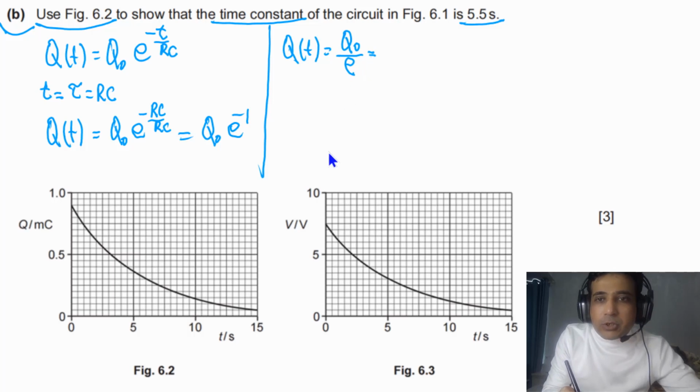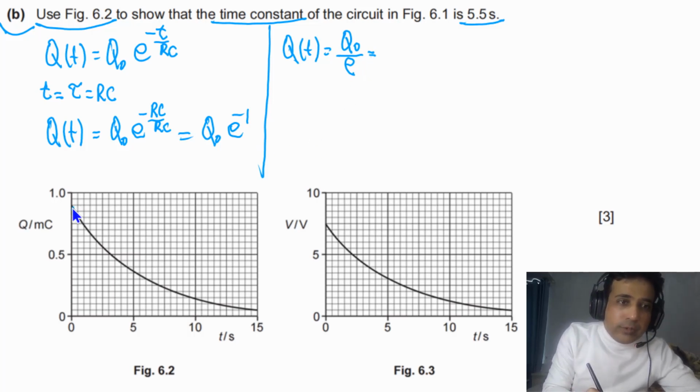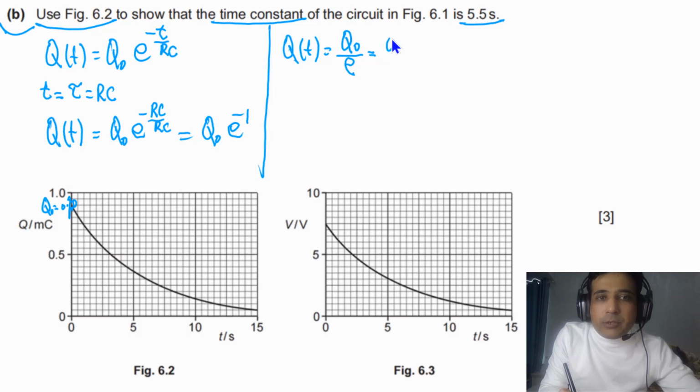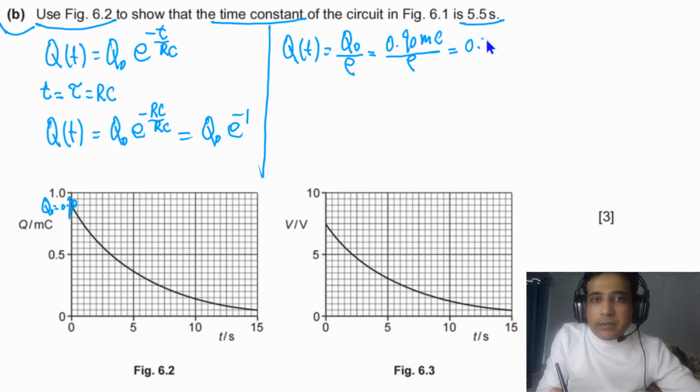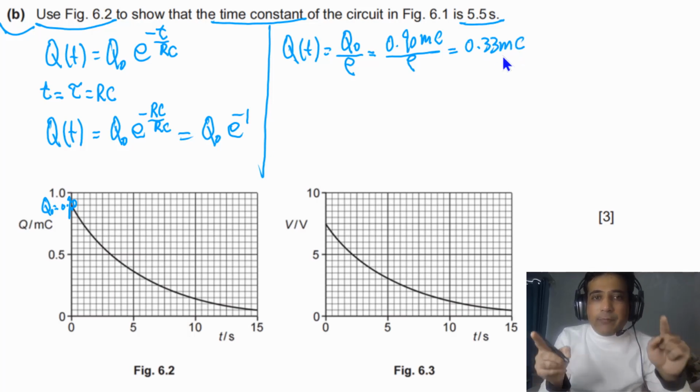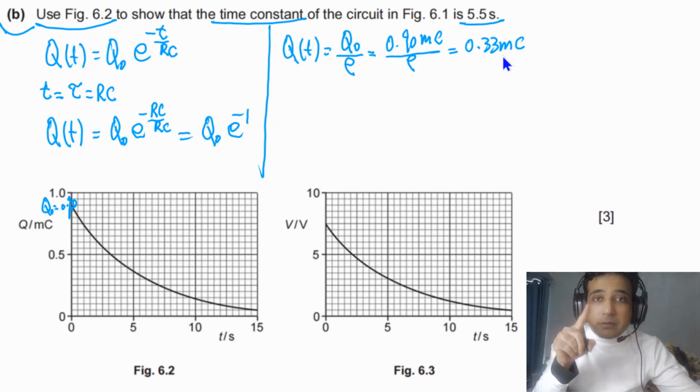What is the initial value of Q naught? We can simply find it from here. When time t is 0, Q naught is equal to 0.90 millicoulombs. So we can write here, this is 0.90 millicoulombs divided by e. e is a constant. If we solve this, we will get our final answer, 0.33 millicoulombs. So now we have the value of charge after one time constant.